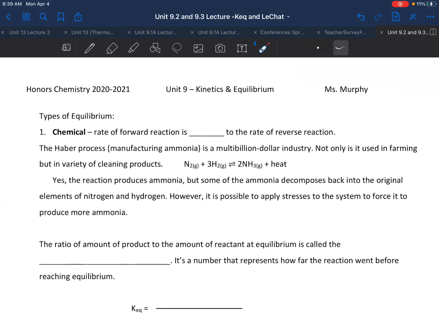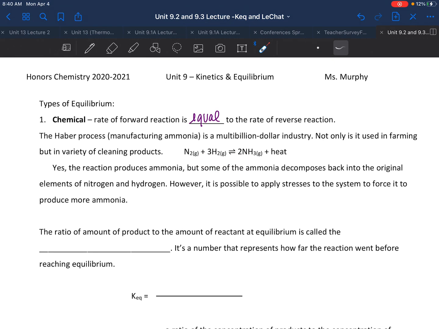So different types of equilibrium can occur. The main one we're going to talk about is chemical. And so again, reminding ourselves, the rate of the forward reaction is equal to the rate of the reverse reaction. Bringing back the Haber process, yes, it produces ammonia or NH3, but the ammonia is decomposing back into nitrogen and hydrogen.